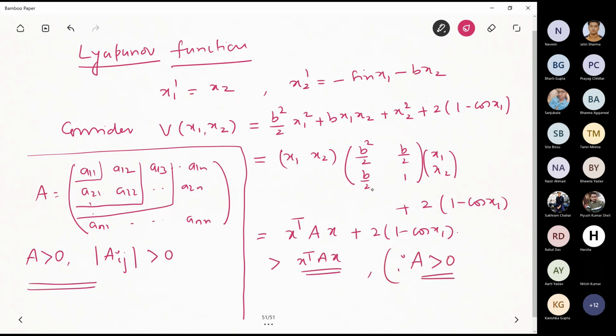Therefore, this is a positive definite form. This function V(x1, x2) that we have taken is a positive definite function. From the definitions I gave, I can take the function to belong to the class K of 0 to infinity. Now we look at this function and write its derivative.